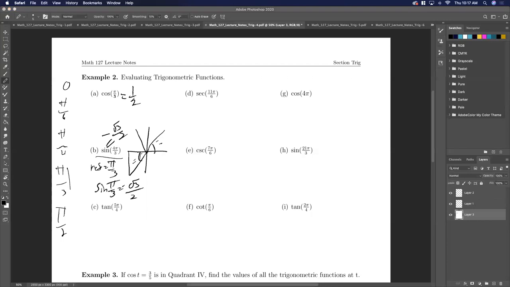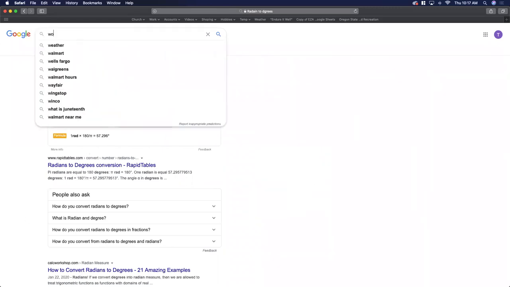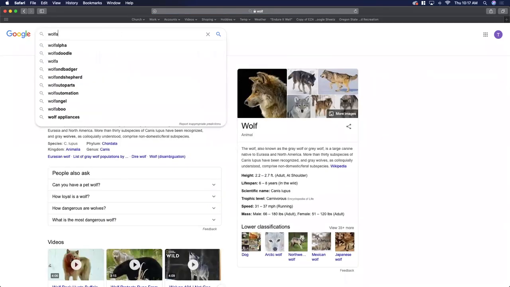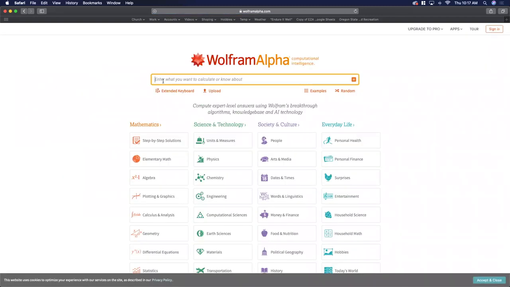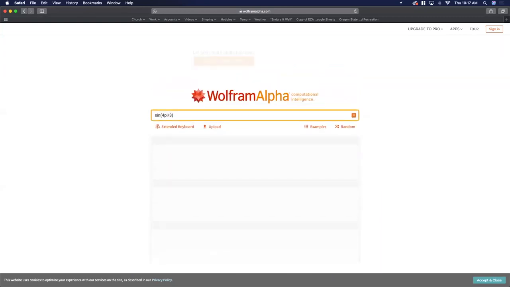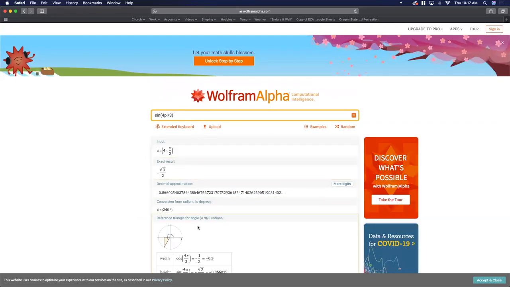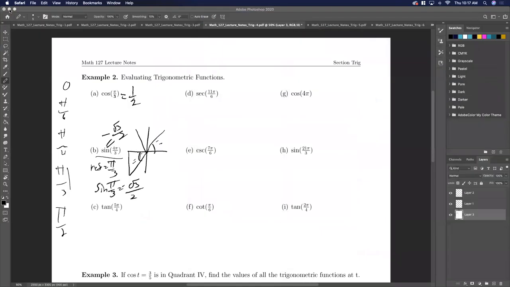Now, how are you guys gonna do it? You're literally just gonna go to Wolfram Alpha. I'm just gonna type in sine of 4π divided by 3. And it punches it out. So here it shows you the reference angle. Here it's doing the reference triangle, and that's what I'm showing you here, is how to get that. You figure out what the triangle is, you figure out what the degree is.